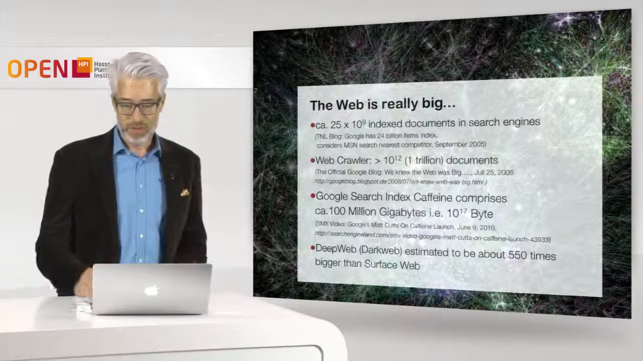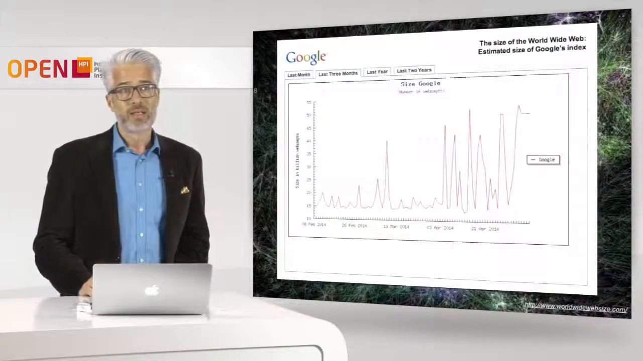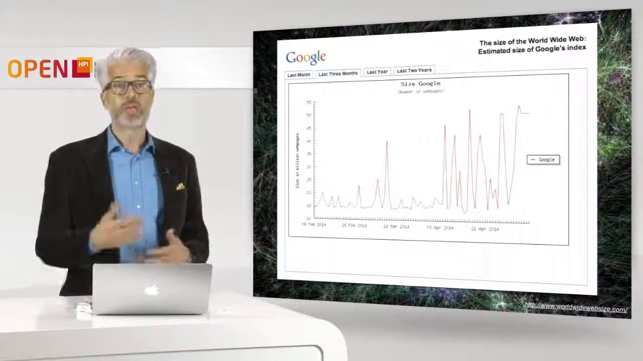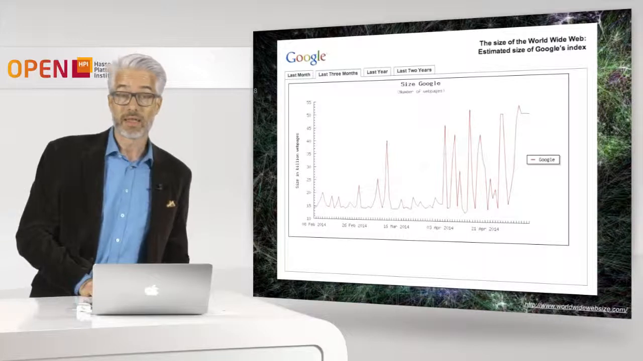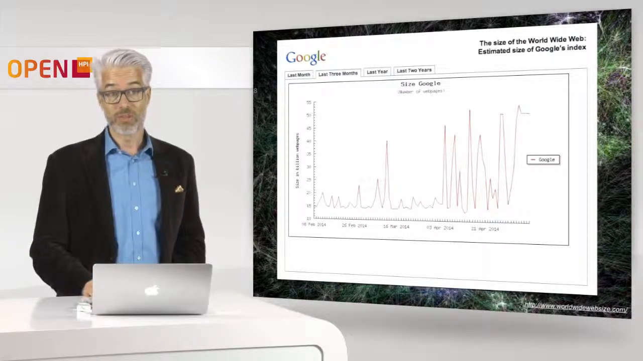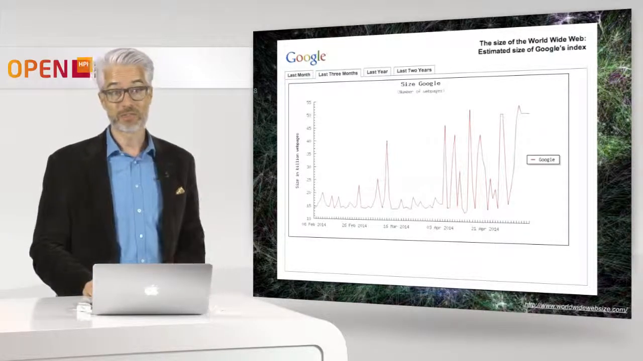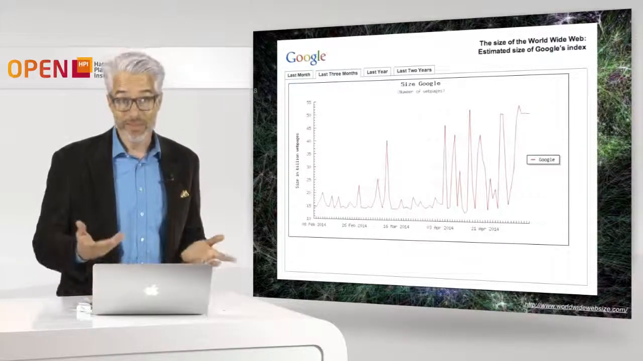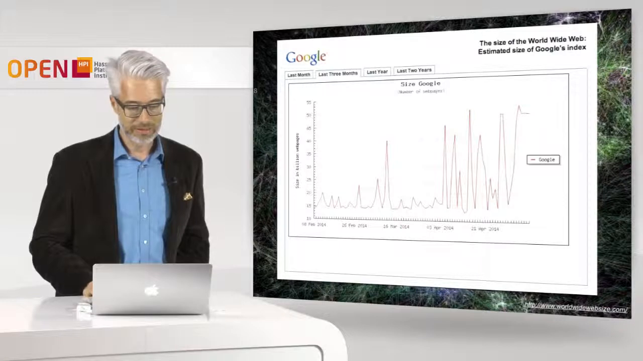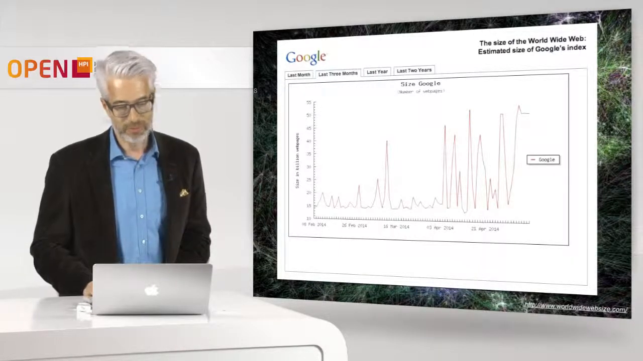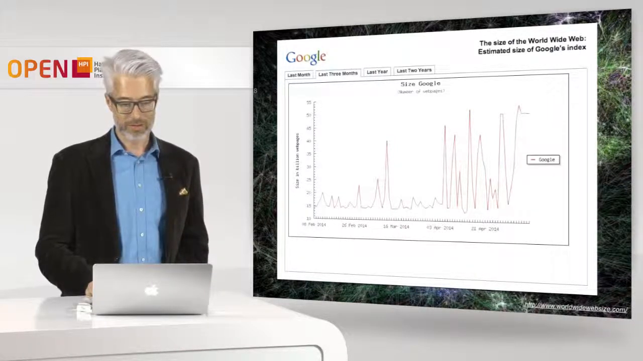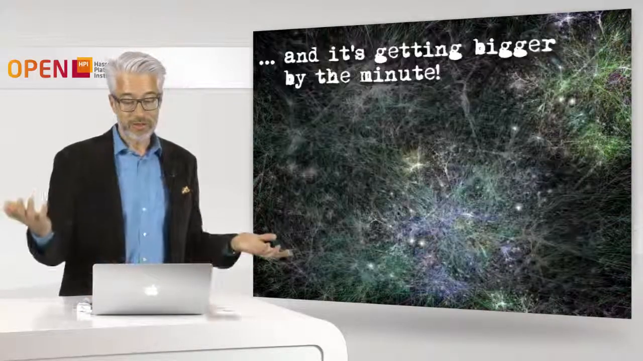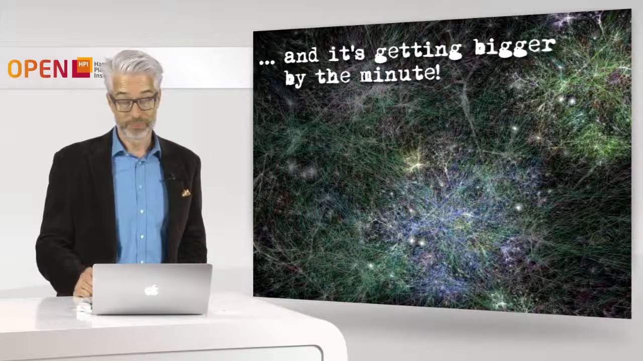If you want to look, there are several statistics, like for example this one, which tries to estimate the current size of the indexes of the big search engines, and this is the index size of Google. You can click it here and you will see that it estimates the size of the Google index at 50 billion documents, 15 billion web pages. So this is really big. And as you already know, it gets bigger by the minute.